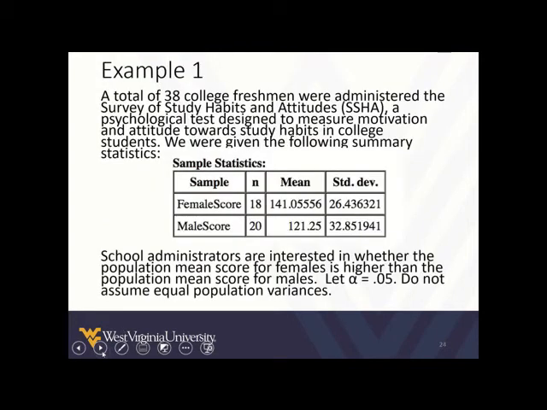That is very important. Okay, looking at example one, a total of 38 college freshmen were administered the Survey of Study Habits and Attitudes, the SSHA, a psychological test designed to measure motivation and attitude towards study habits in college students. We were given the following summary statistics. We were given the scores for females and males, each with their sample size, mean, and standard deviation. Because it didn't explicitly state that this was the population standard deviation, it's safe to assume that this is the sample standard deviation, particularly that it says sample statistics. And so the school administrators are interested in whether the population mean score for females is higher than the population mean score for males. We're going to let alpha equal 0.05, and we are going to assume equal population variances.